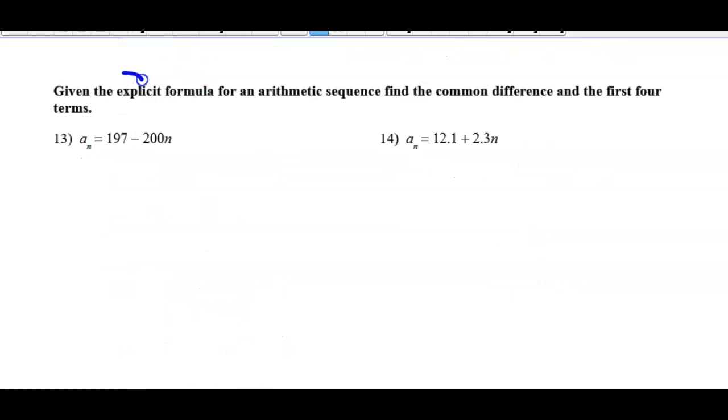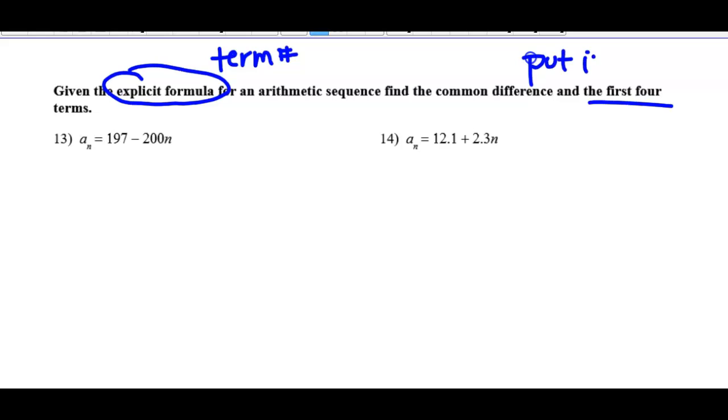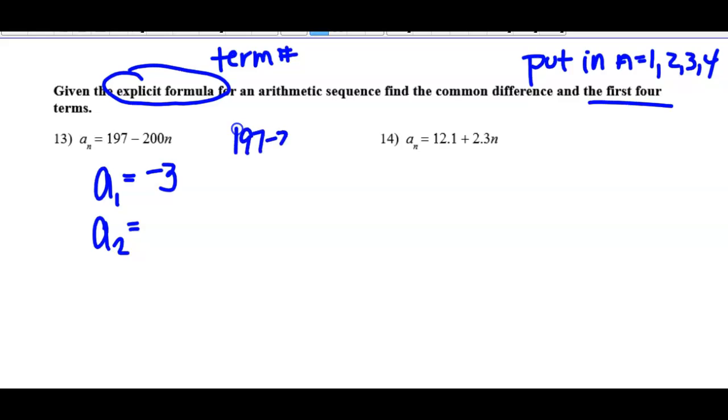Okay, this says given the explicit, which means based on the term number, find the common difference and the first 4 terms. So you would put in n equals 1, 2, 3, and 4. So if I put in a 1 here, I get 197 minus 200 once, which would be negative 3. If I put in a 2, I get 197 minus 200 twice, or 400.